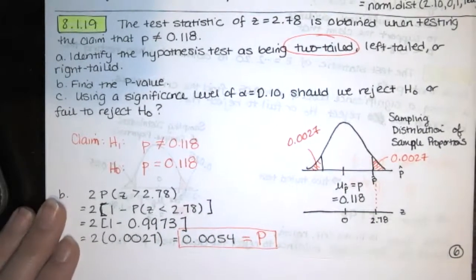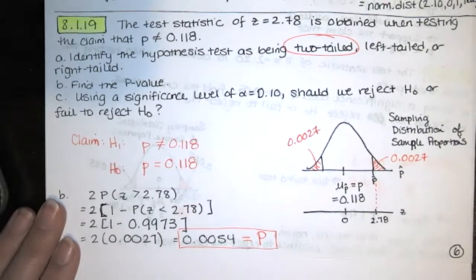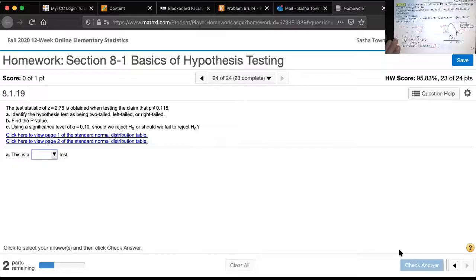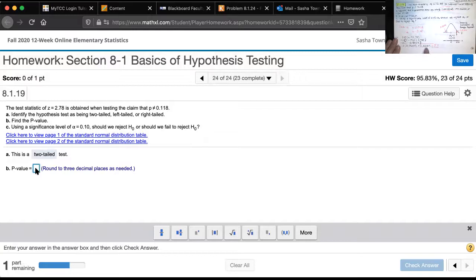So that is our answer for part B. This was a two-tailed test, and we're asked to round to 3 decimal places. I rounded to 4, so I will have to round that 0.0054 to 0.005.